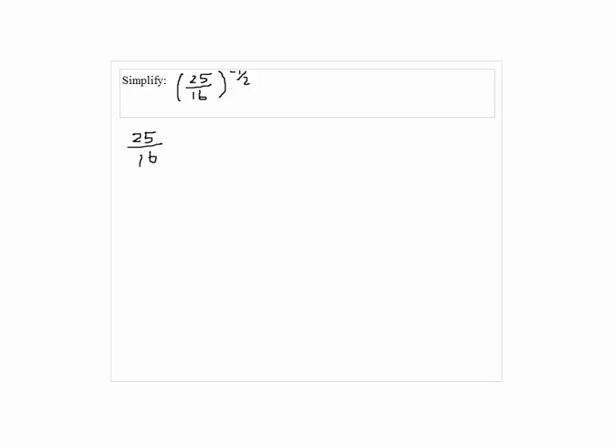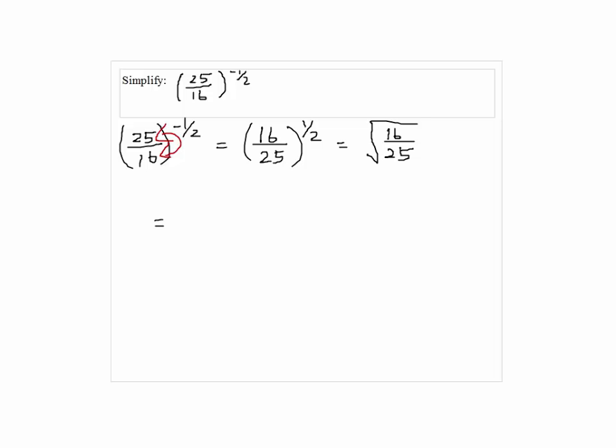So 25 over 16 to the negative 1/2. Without using negative exponents, we can write this as 16 over 25 to the 1/2 by flipping the numerator and denominator. So 16 over 25 to the 1/2 is written as the square root of 16 over 25. So the square root of 16 over the square root of 25 is 4 over 5.